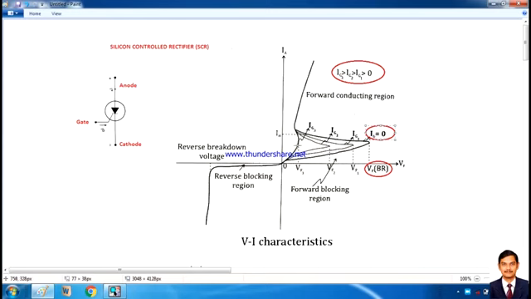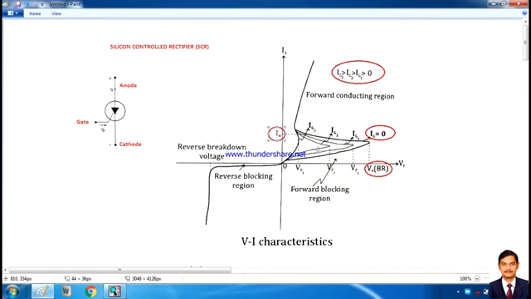Now the next one is the holding current. This is the holding current. It is the value of the anode current below which the SCR switches from the conduction state to the forward blocking region. You can see here, especially this region depicts that it has just started conducting, below which it enters the forward blocking region. That means your SCR is still not on.